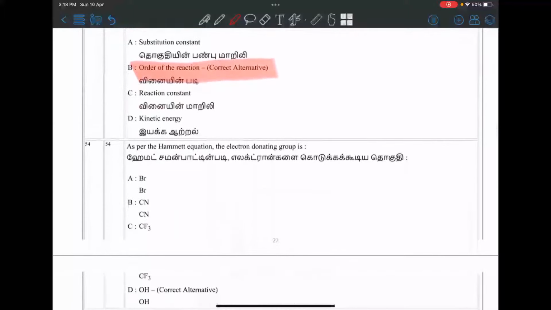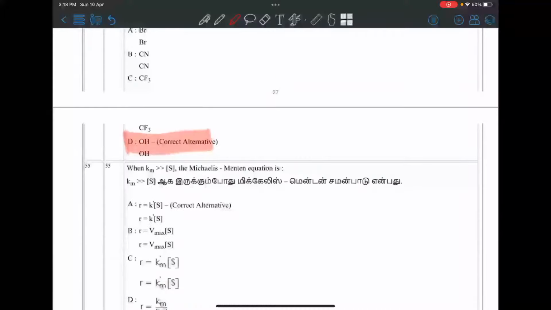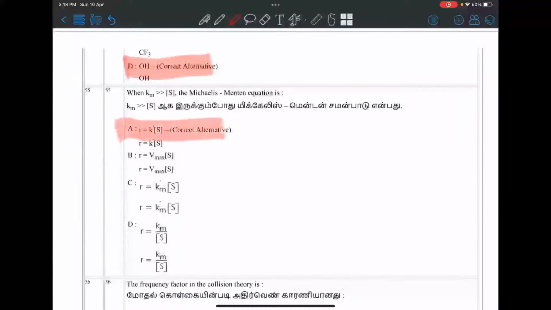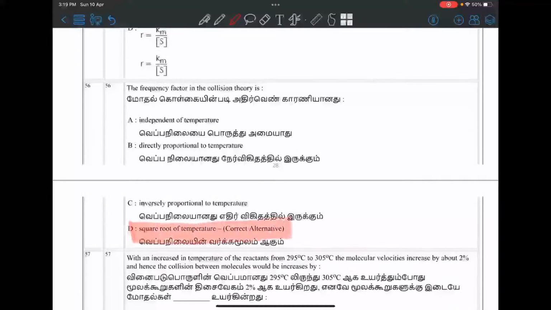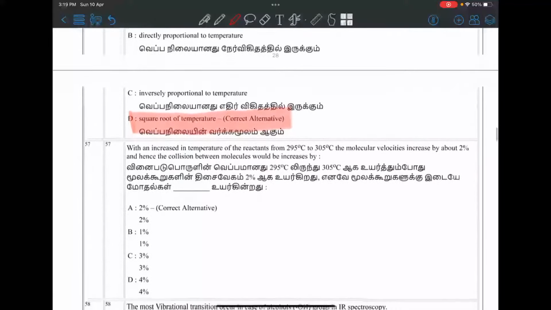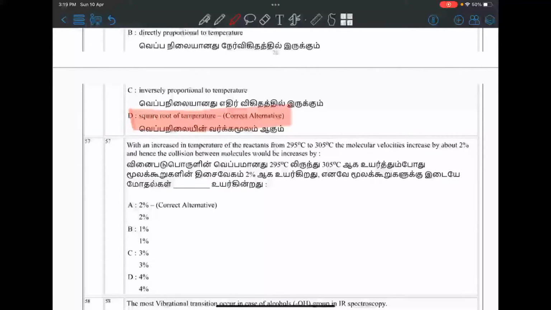As per the Hammett equation, the electron donating group is OH. When Km is greater than S, the Michaelis-Menten equation is first order, R is equal to K dash S. The frequency factor in the collision theory is square root of temperature. With an increase in temperature of the reactants from 295 degrees Celsius to 305 degrees Celsius, the rate increases by 2%.